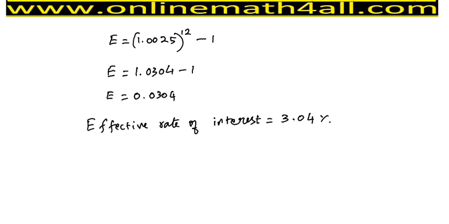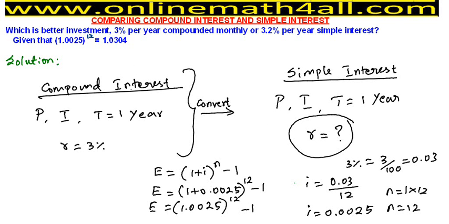So students, as I already told you, the effective rate of interest is nothing but the rate of interest we use in simple interest for the principal, interest, and time duration which we have in compound interest. So this is the interest rate we have in simple interest. So here we got the value for R equal to 3.04 percent.